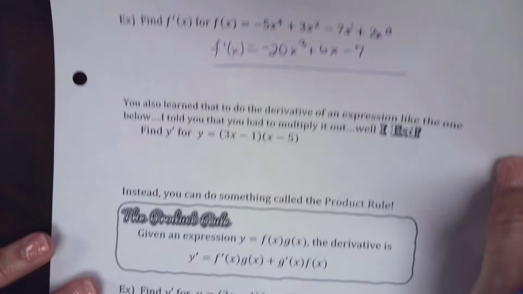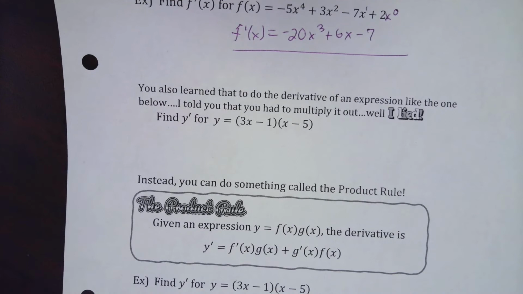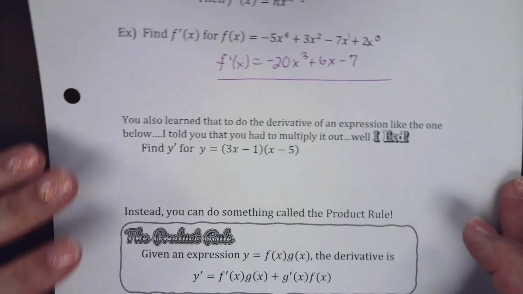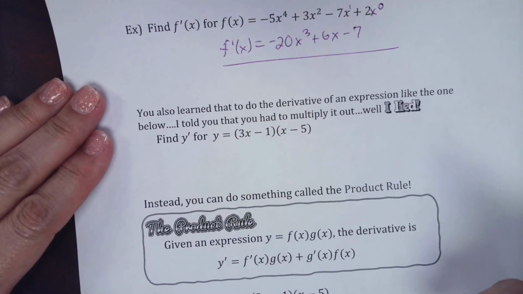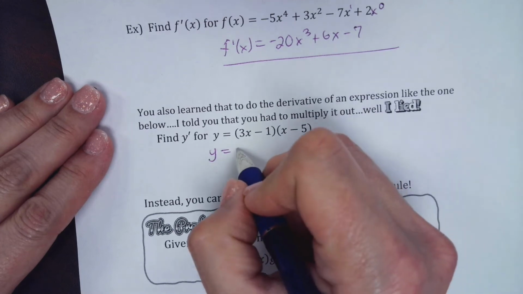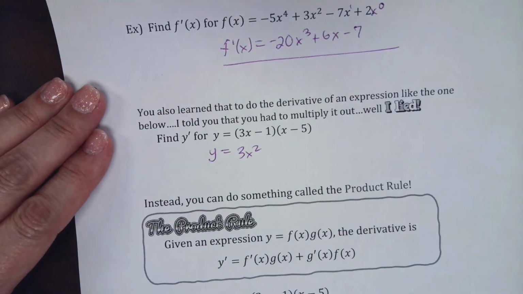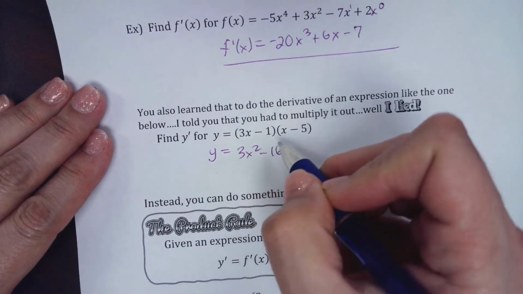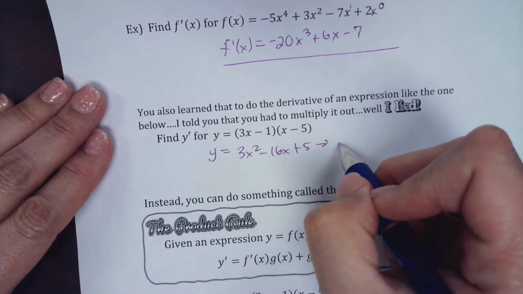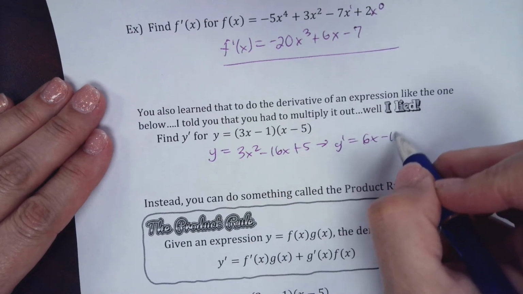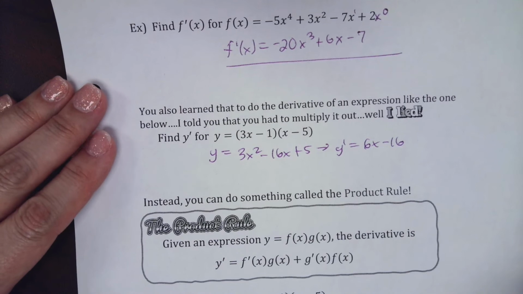All right, so last time I told you that one way that you could do the derivative of something like this was that you had to multiply it out. I told you before, you got to FOIL this. 3x times x is 3x squared. Then you get negative 15 minus 1, so negative 16x, and then plus 5. And then we went on to do the derivative with the power rule, so 6x minus 16, okay? But I lied, all right?